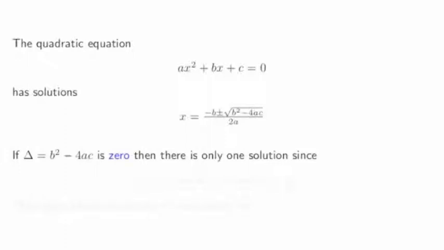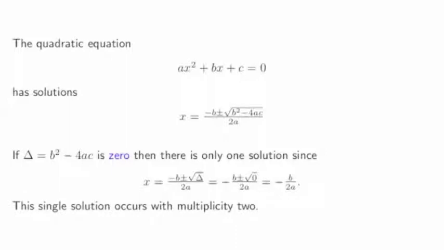If the discriminant is 0, then it turns out that these two solutions are really only one, because we have plus or minus the square root of 0. So we end up having minus b over 2a showing up as a root twice. This single solution occurs with multiplicity 2. Again, a third possibility is that the discriminant delta is negative.